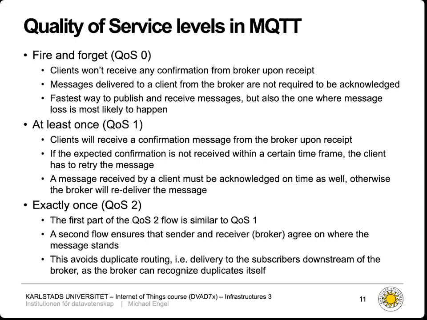So here's just again another detailed listing of the three QoS levels. Fire and forget essentially will not be acknowledged, and it's the fastest way to publish and receive messages. The at least once semantic must be acknowledged, otherwise it will be sent again. And the exactly once message avoids duplicate packets on the network, with the highest overhead.